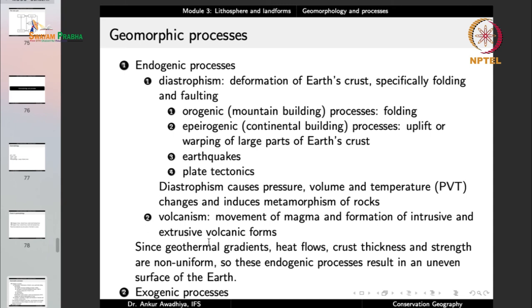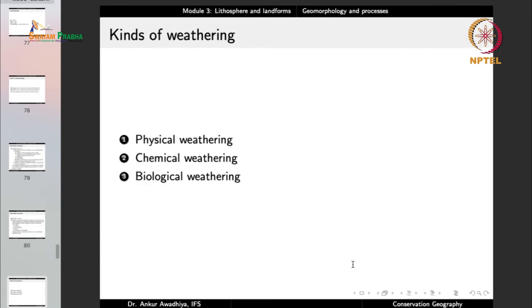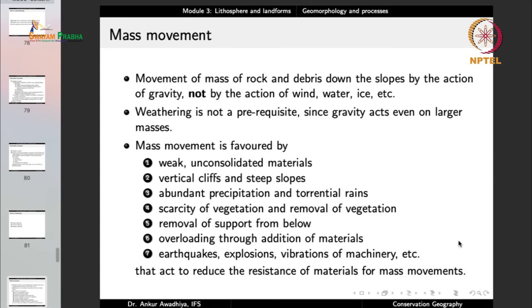Then another endogenic process is volcanism. In the case of exogenic processes, we have things like weathering, mass movement, erosion, transportation, and deposition. And we have different geomorphic agents, which are the agents of exogenic processes like wind, water, ice, and so on. We looked at weathering, in which the rocks are broken up into smaller fragments. Weathering is of three kinds: physical weathering, chemical weathering, and biological weathering.